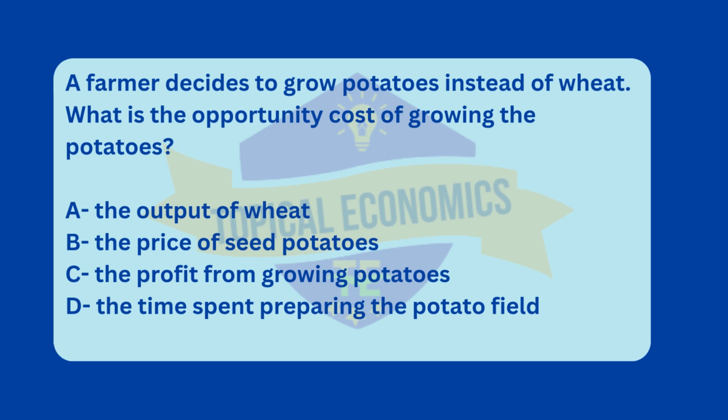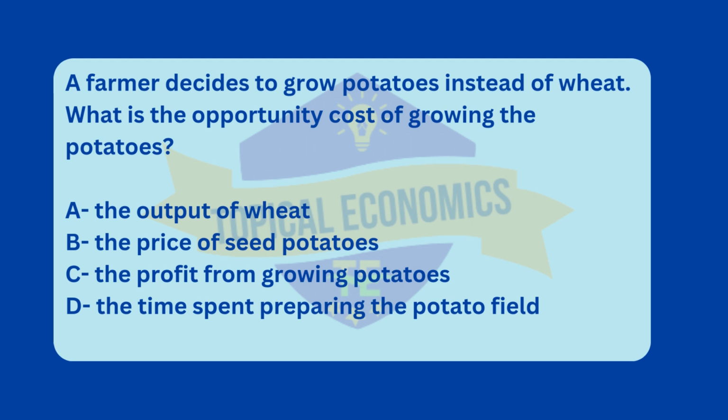In other words, the farmer sacrifices the potential income or yield from wheat to allocate resources, land, labor, etc., to growing potatoes. Analyzing the other options. Option B. The price of seed potatoes is incorrect, because the price of seed potatoes is simply the cost of planting potatoes, but it is not the opportunity cost. Opportunity cost is about what the farmer gives up in terms of alternative outputs, e.g., wheat, by choosing to produce potatoes. The price of the seed potatoes is just part of the cost of production for potatoes, not the opportunity cost of the decision.